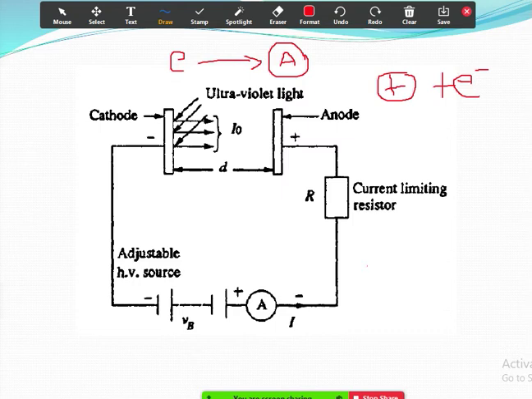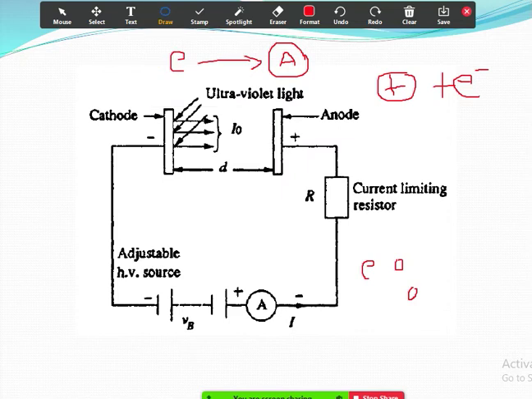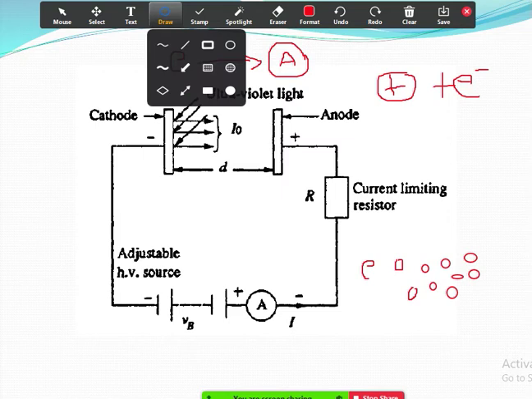When the electron moves, it gets collided with a lot of atoms. Assume these are all atoms. There are various atoms in between. Here is one atom, another atom. There will be a lot of atoms in between. So this electron will collide with these atoms. This electron moves in a zigzag fashion.